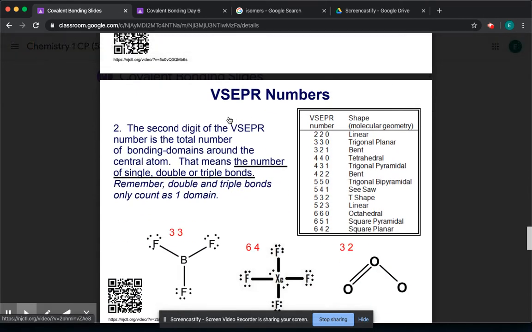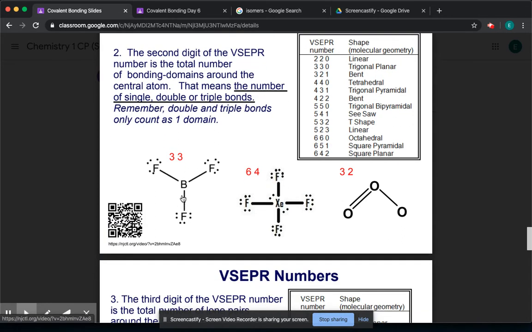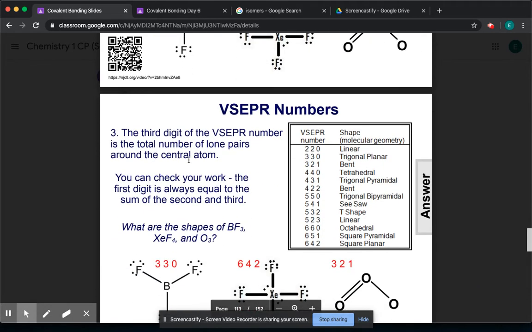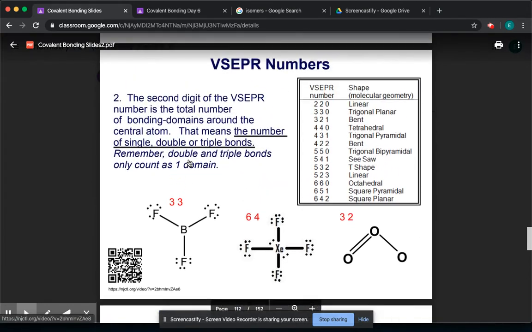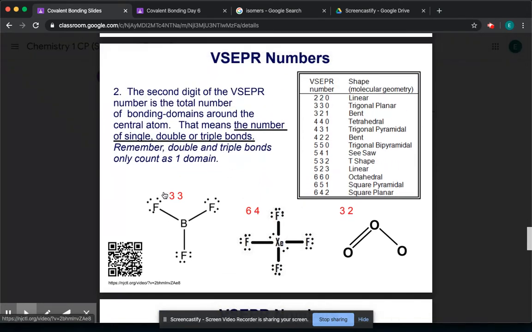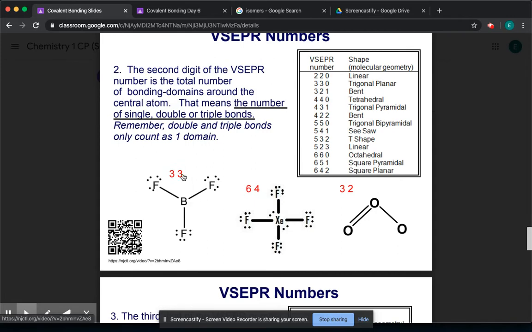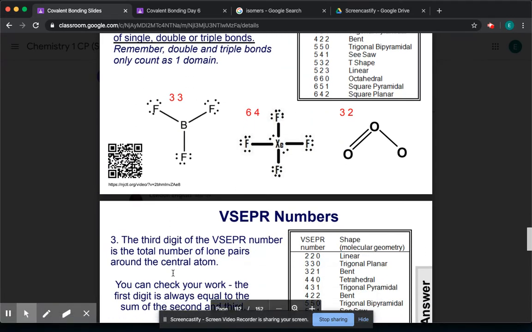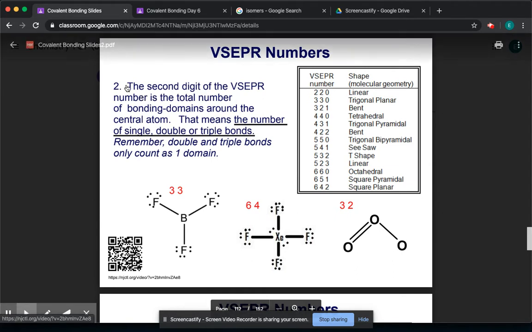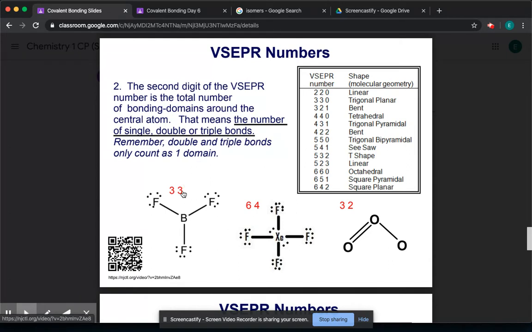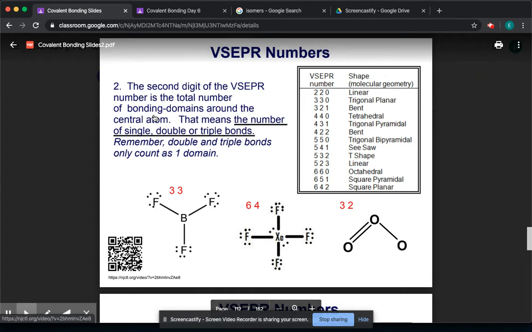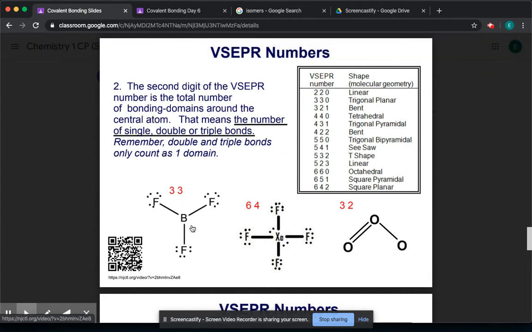The second digit is the number of bonds only. The third digit is just the lone pairs. So the easiest way to remember this is the first digit is the bonds and lone pairs. The second digit is just the bonds. The third digit is just the lone pairs. Okay, but let's just focus on rule 2 for now. Rule 2 says what are the number of bonds or bond domains around the central atom. The second digit is the total number of bonding domains only, so it does not include lone pairs.